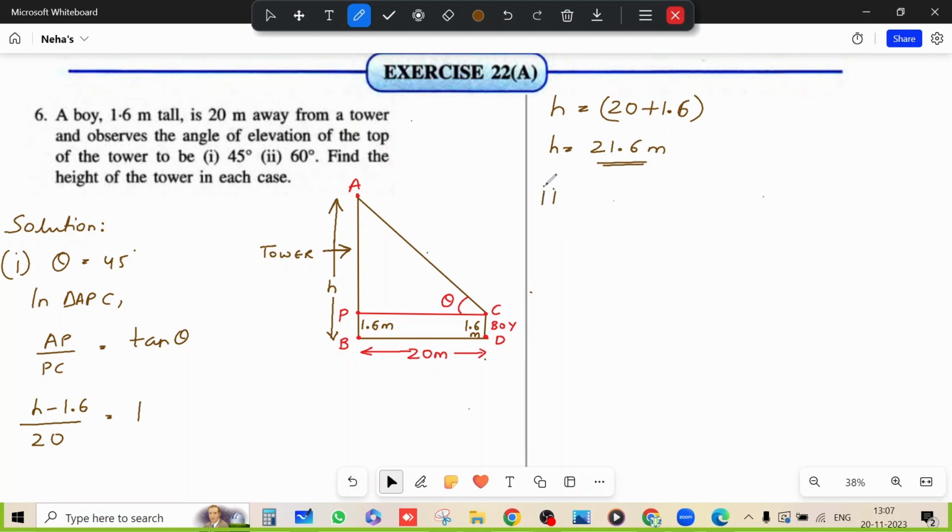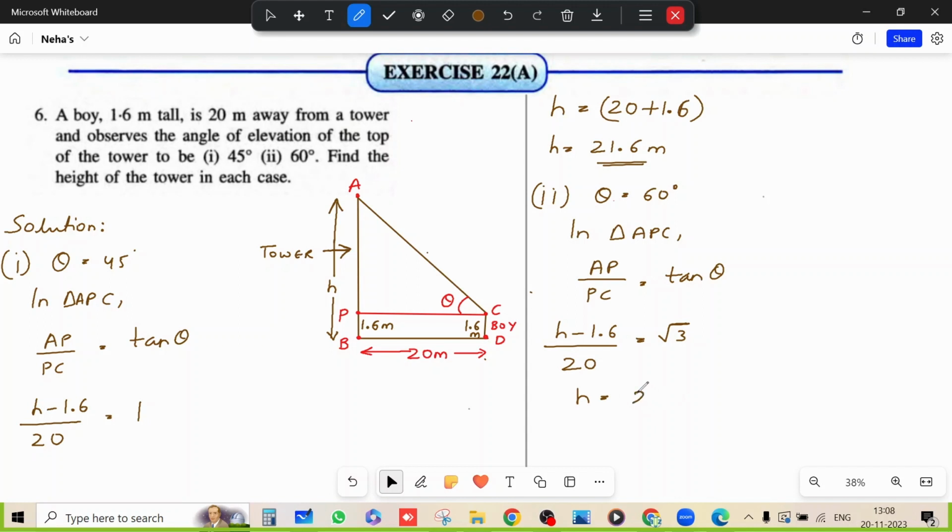Now let us consider the angle when theta is equal to 60 degrees. And we will repeat the whole process. We will consider triangle APC, then AP upon PC is equal to tan theta. The value of AP is equal to H minus 1.6 meter. PC value is given as 20 meter, and the value of tan 60 is equal to root 3.